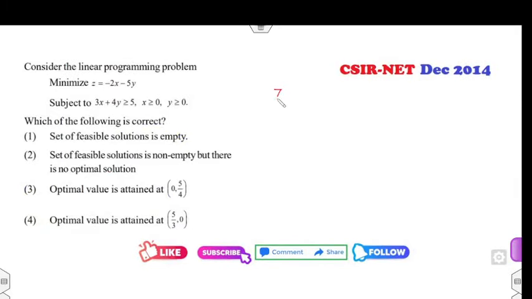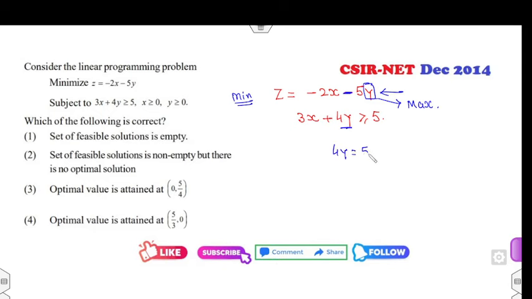Okay, you can see the maximization of -2x1 - 5y, and only one constraint is available. Fine, only one constraint. Since there is only one constraint, your target is to minimize. When will it be minimized? Because of this negative sign, your target is to make y as maximum. Fine. So what is the maximum value of y? 4y equal to 5 is the maximum value of y. So that means y will be 5 over 4, and x will be 0.